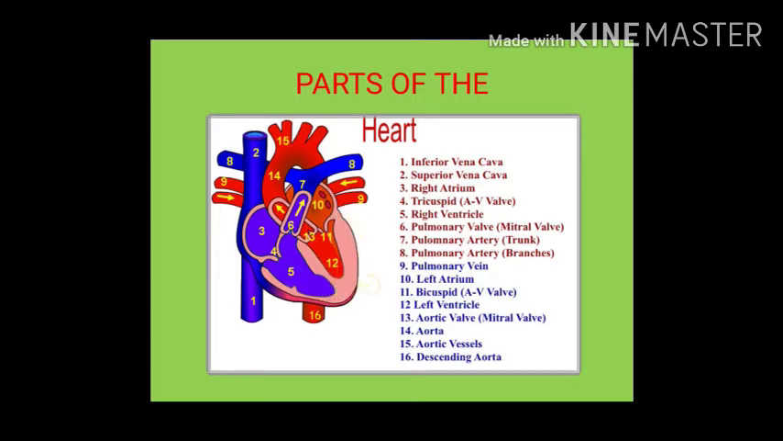Now from the left ventricle, aorta takes, that is aorta is 14. It takes blood from the heart to different parts of the body. So there are different branches for aorta. All those branches are shown here. The descending aorta, that is 16, is taking blood to the lower parts of the body. So this is about the parts of the heart.